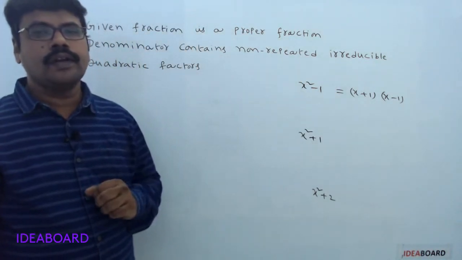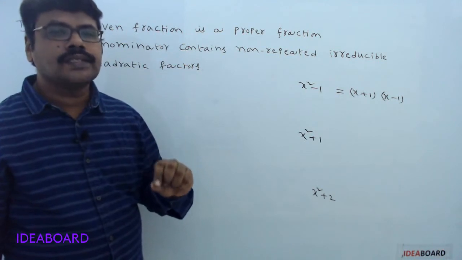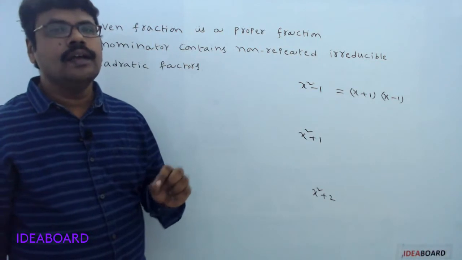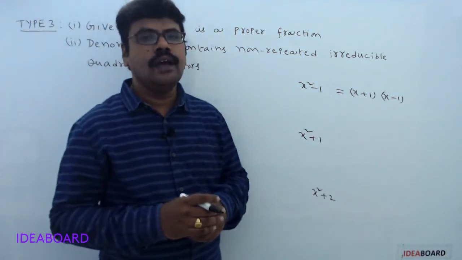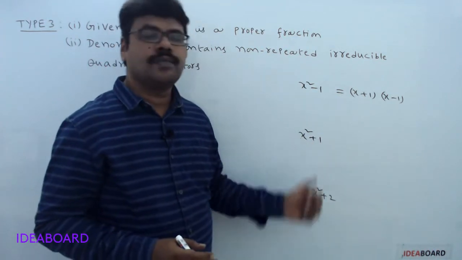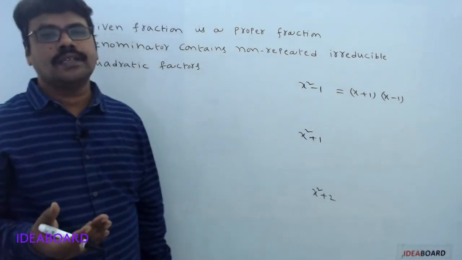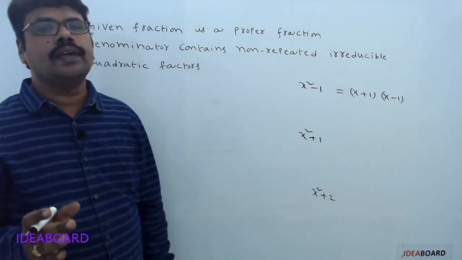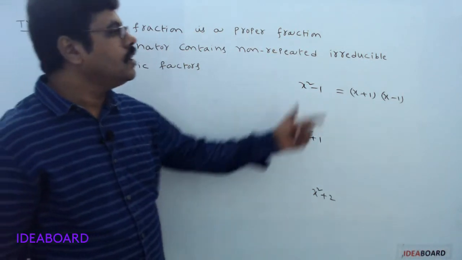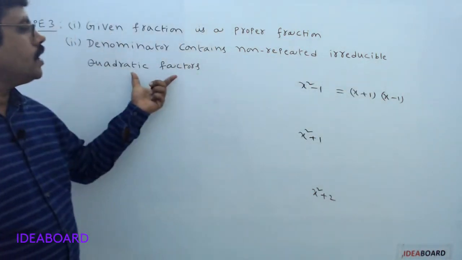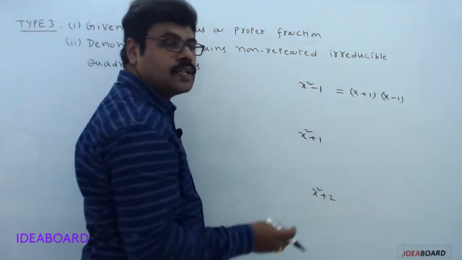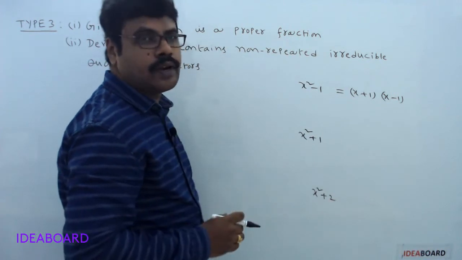Now come to another point. Suppose your discriminant value is less than 0. Then the second degree expression has no real roots. It means the second degree expression cannot be expressed as a product of two linear factors. Such second degree expressions are called irreducible quadratic factors. For your convenience, I will explain these examples by calculating the discriminant value.